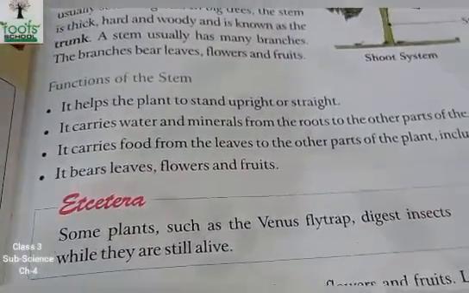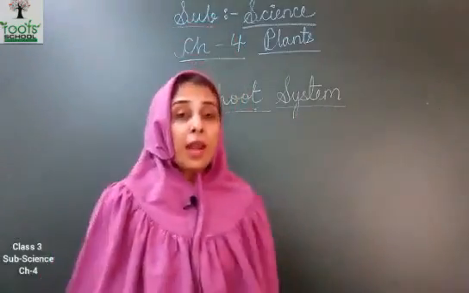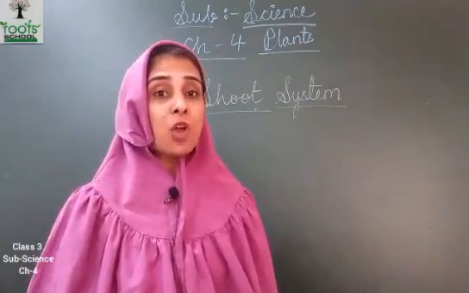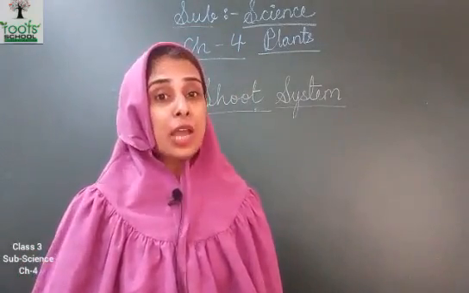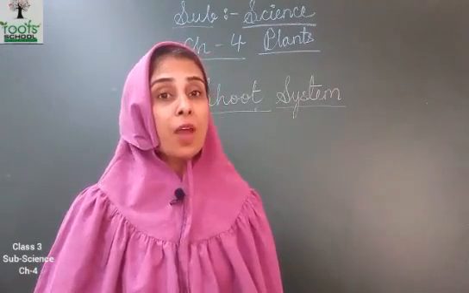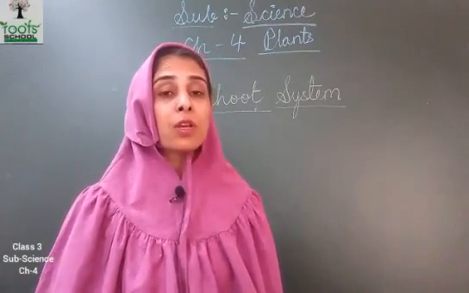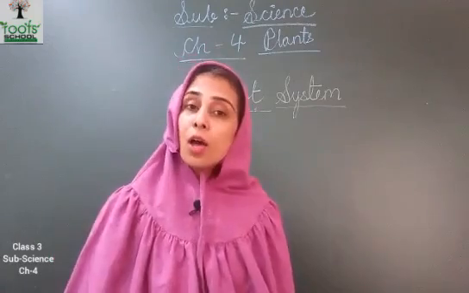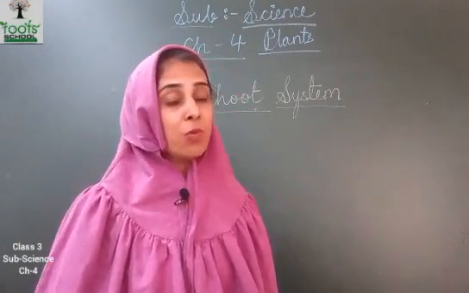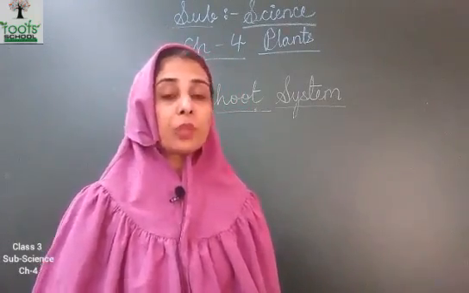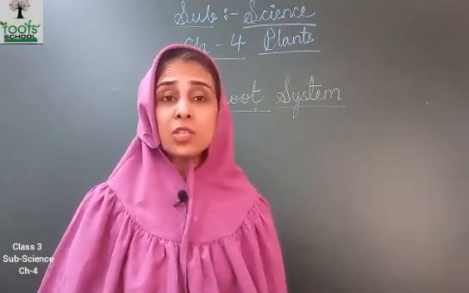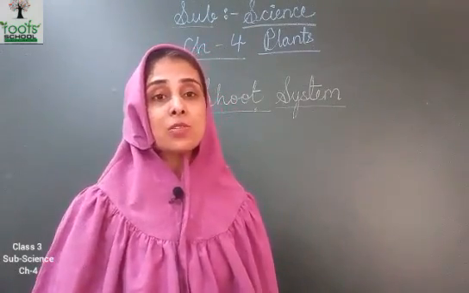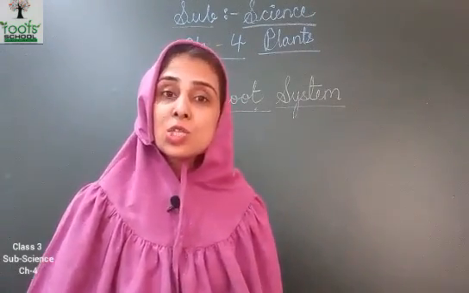Now let us understand this. What do you mean by shoot system? What does it consist of? Stems, leaves, flowers and fruits. So this is the part which grows above the ground, and the root system goes below the ground. So this is the shoot system. We will learn all the parts one by one. First we will start with the stem.